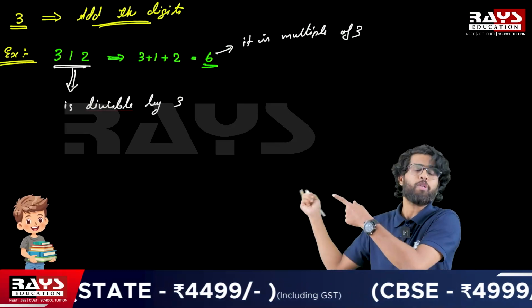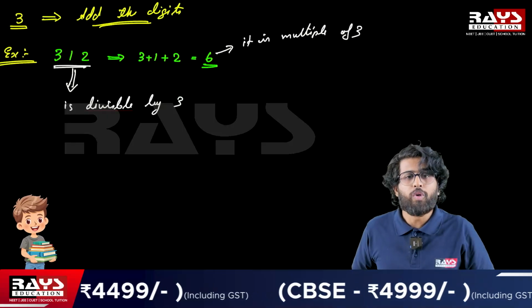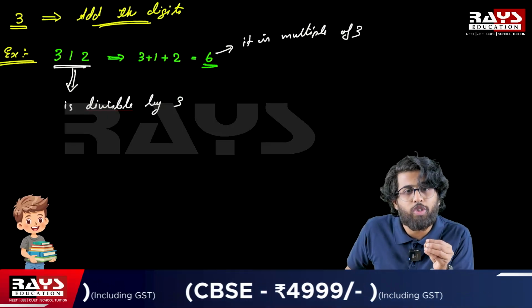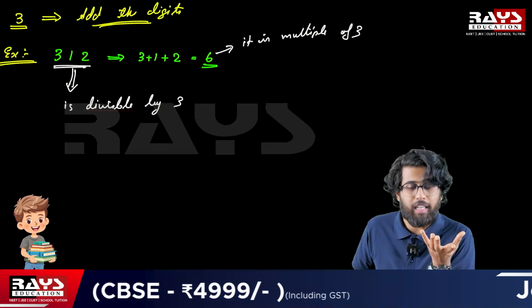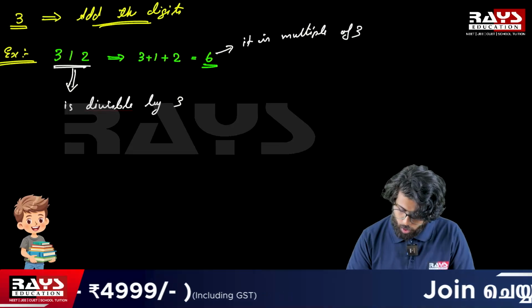Okay, 312 is also a multiple of 3. By the way, that definitely makes 312 divisible by 3. I hope it is very clear. And let's talk about 9 now without wasting any time.